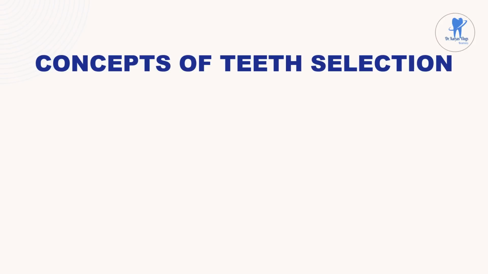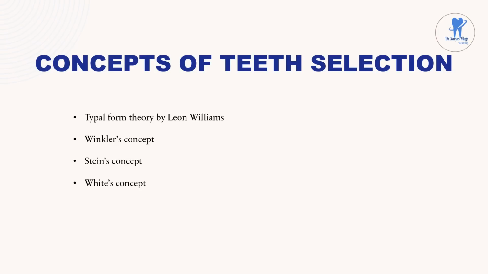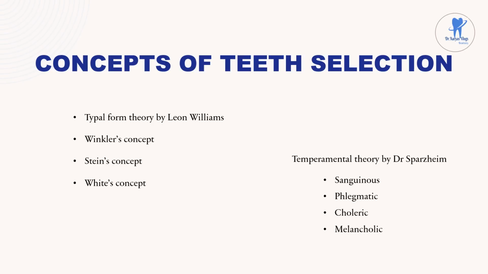Coming to the various theoretical concepts of teeth selection, there is the typal form theory by Leon Williams, Winkler's concept, Steen's concept, and White's concept. Then the temperamental theory by Dr. Sheldon: sanguineous, phlegmatic, choleric, and melancholic.